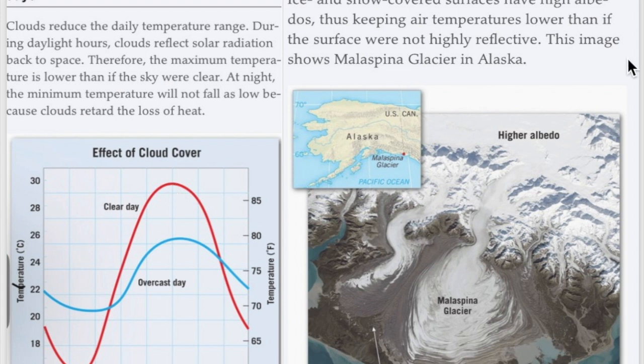Also on figure 3.17, we could see the contrasting albedos. So ice and snow covered surfaces have high albedos, thus keeping air temperatures lower than if the surface were not highly reflective. This image shows the Malaspina Glacier in Alaska. So the darker colored surfaces will absorb the heat instead of reflecting it. So lower albedo for the oceans and the dark colored surface there.